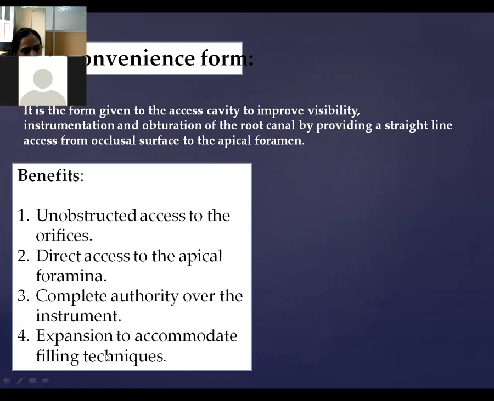And as the cavity is wide, whatever instrument or disinfecting material you are using to disinfect the pulp cavity, whatever material you are using to fill the cavity, you will get proper accommodation of that material inside the pulp chamber. As the cavity is big, the accommodation of disinfecting material in the pulp chamber will be more and the feeling of the material will be proper.